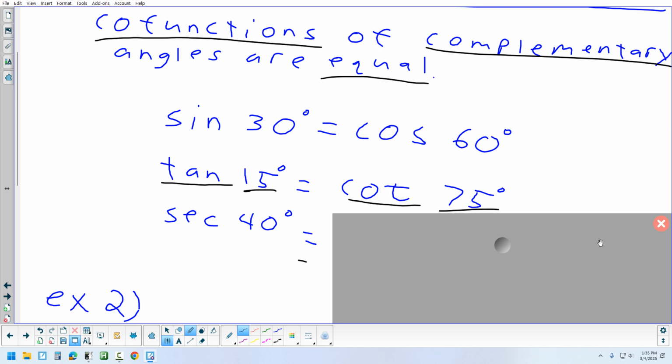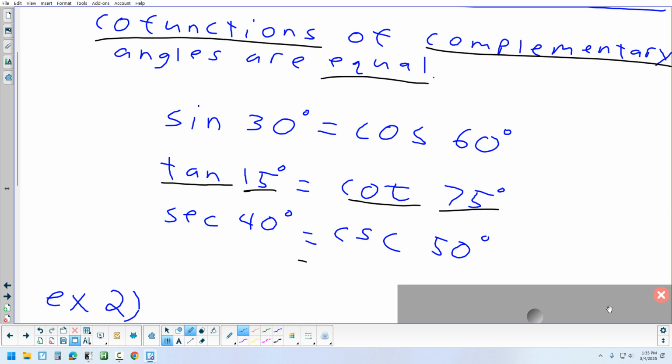How about the secant of 40? What's the co-function? Cosecant. And what's the complement? 40 plus what equals 90? 50. So the cosecant of 50. It's okay, we'll figure it out.